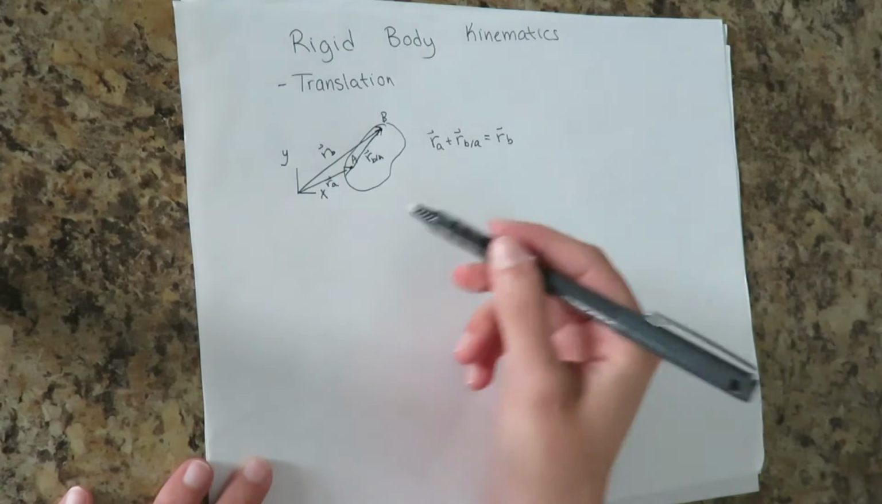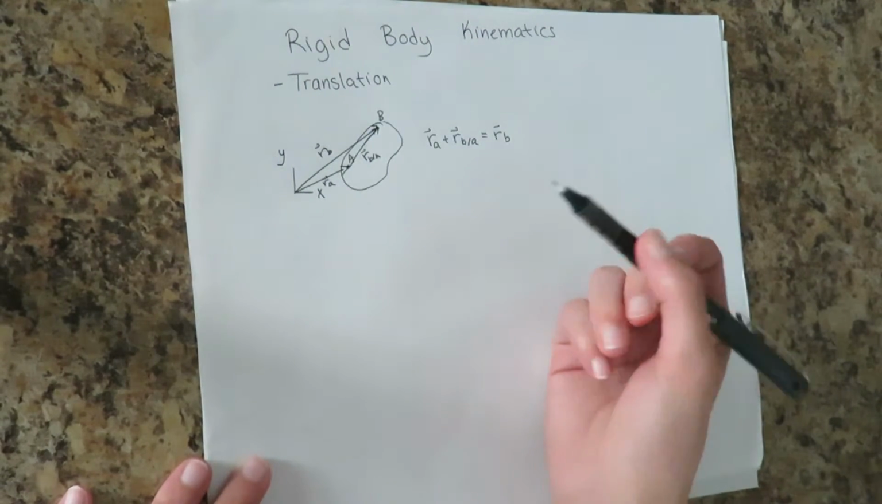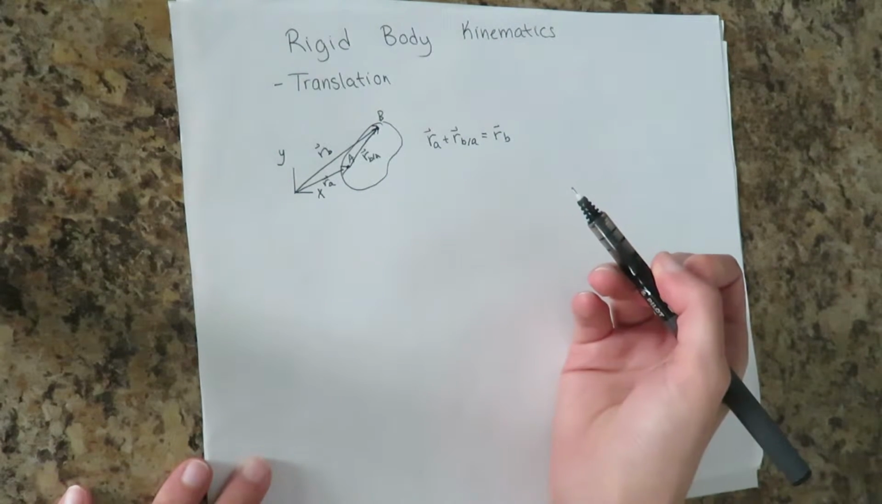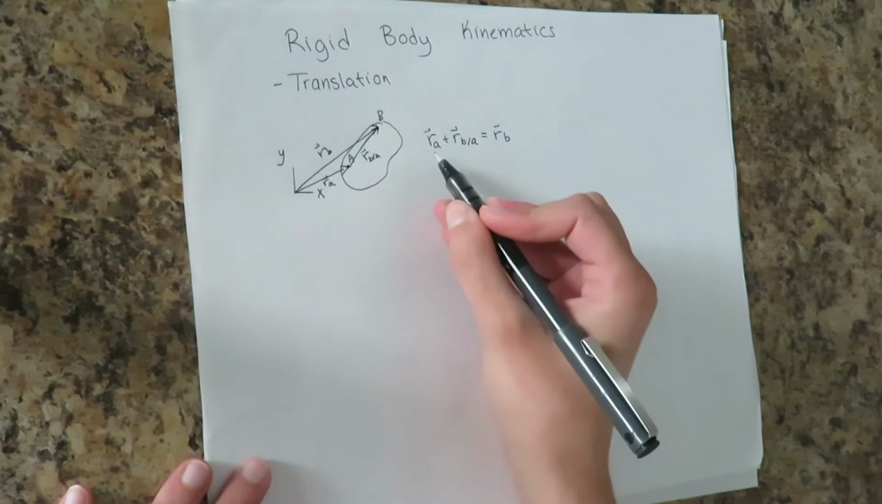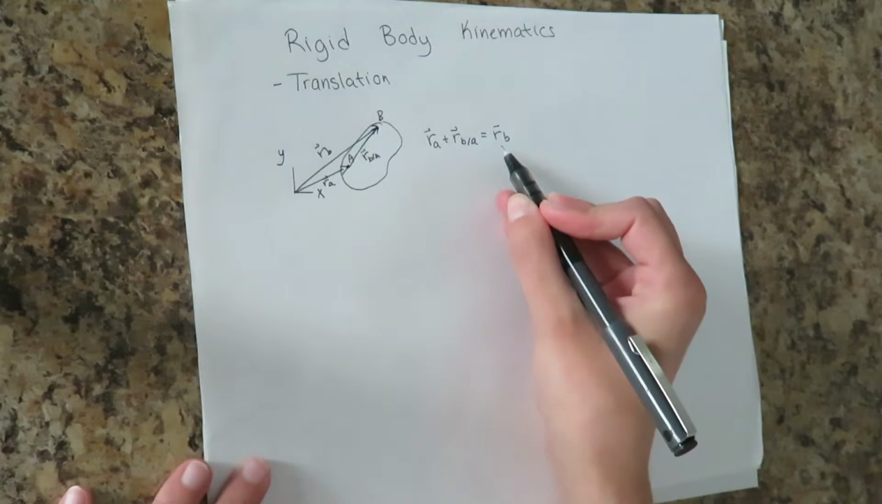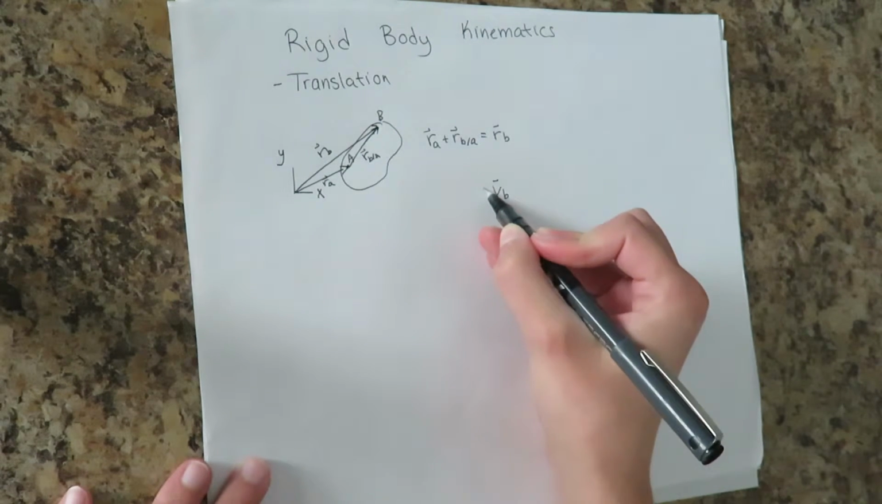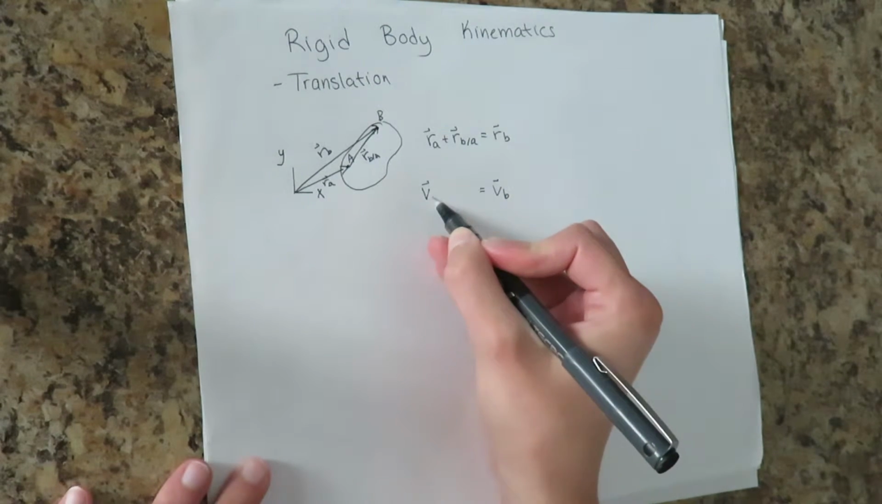So, we're talking about translation. So obviously there's movement happening, and we want to describe this movement in terms of velocities. So what do we do? Well, we take the derivative, right? So we know that the derivative of RB is just going to be VB. We know the derivative of RA is going to be VA.